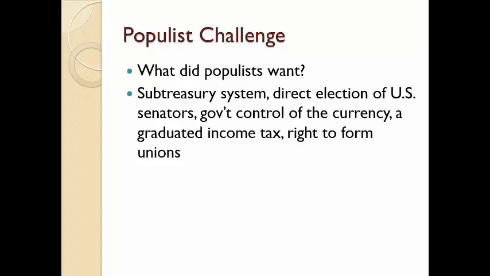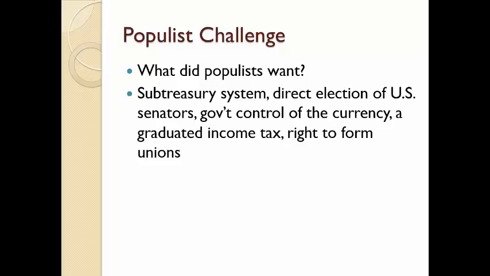They wanted a graduated income tax. They wanted you to pay a greater percentage. So at $1,000, you might pay 5% of your income, but at $1 million, you pay 25% of your income. So you're not just paying more money. Obviously, 10% of $1 million is going to be more than 10% of $10,000, right? But they wanted you to pay a greater percentage of your income. And then a right to form unions.